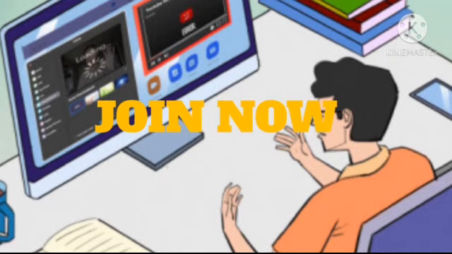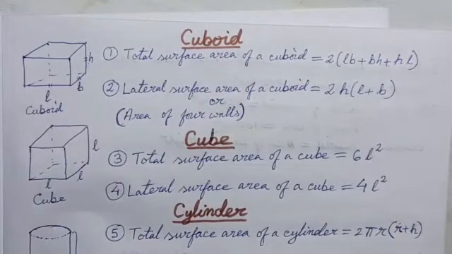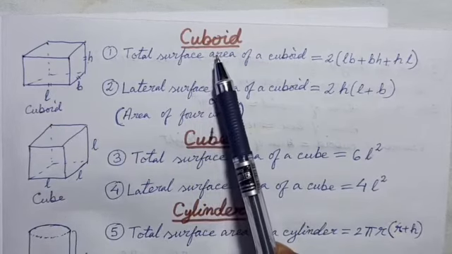In the last session, we finished part 2 of chapter number 11, Mensuration. Today, let us learn part 3 of chapter number 11. Let us remind what we have learned in the last session. In the last session, we have learned the formulas of the cuboid.